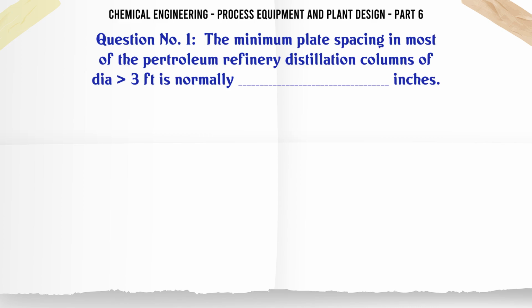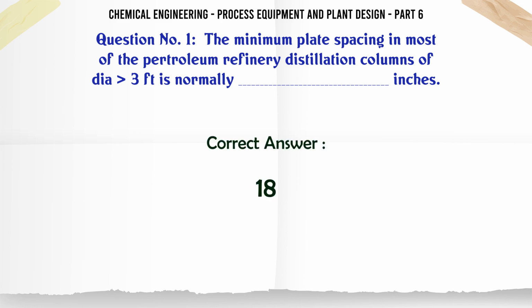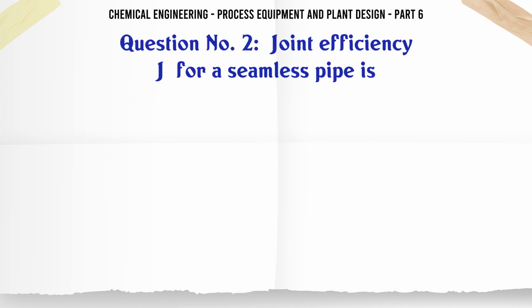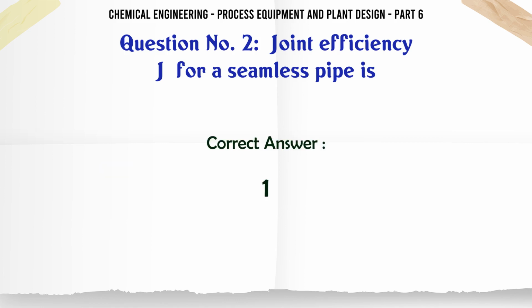The minimum plate spacing in most of the petroleum refinery distillation columns of 3 feet diameter is normally ___ inches. A 6, B 12, C 18, D 34. The correct answer is 18. Joint efficiency J for a seamless pipe is A 1, B 0.85, C 1.2, D 0.5. The correct answer is 1.